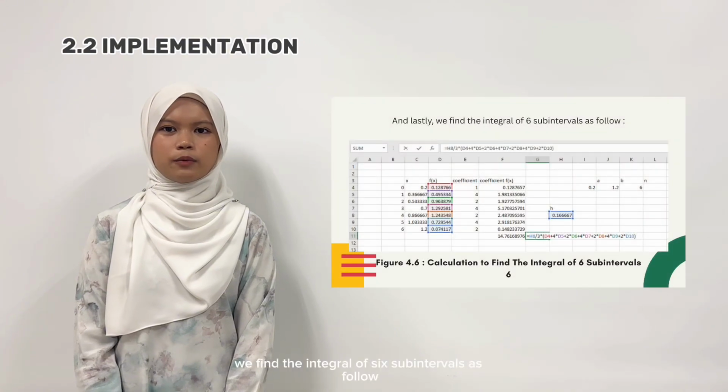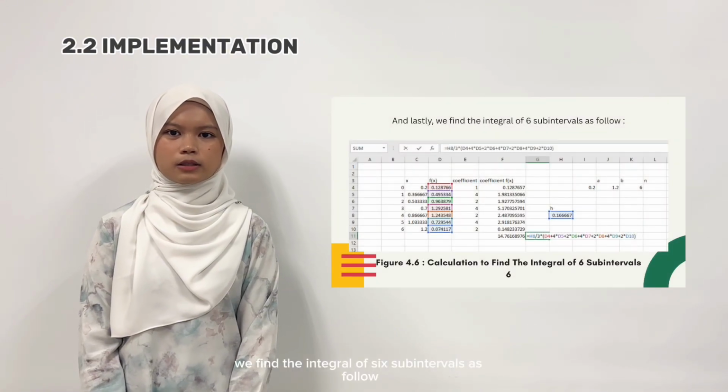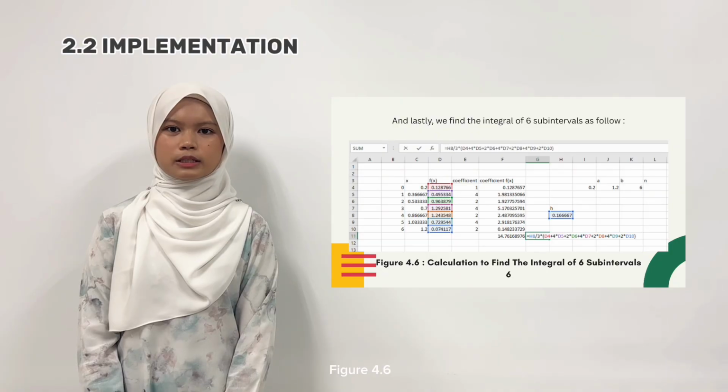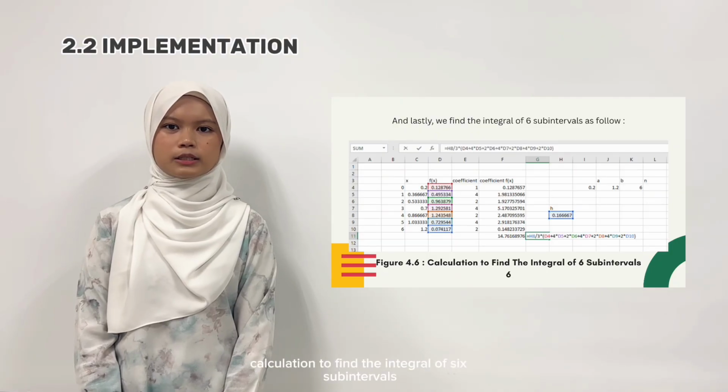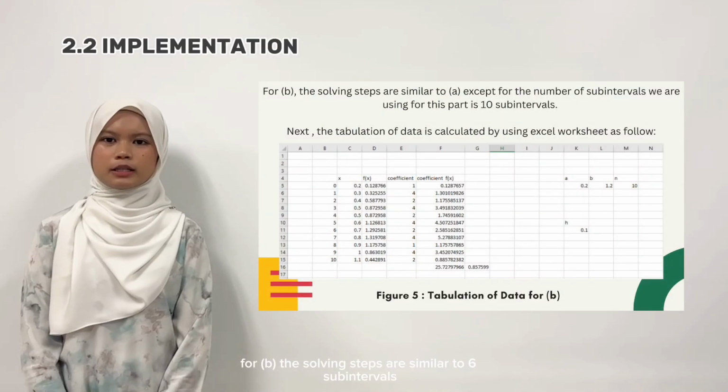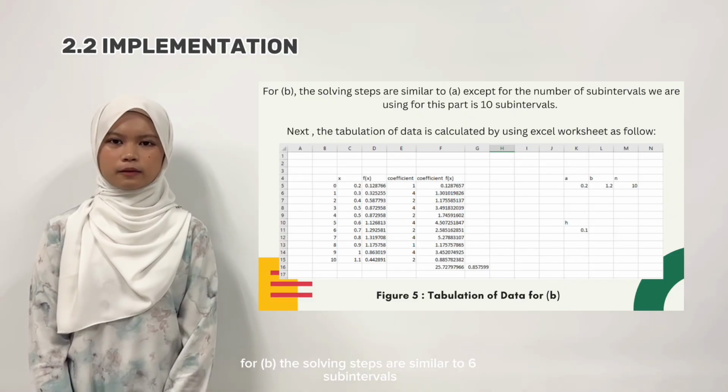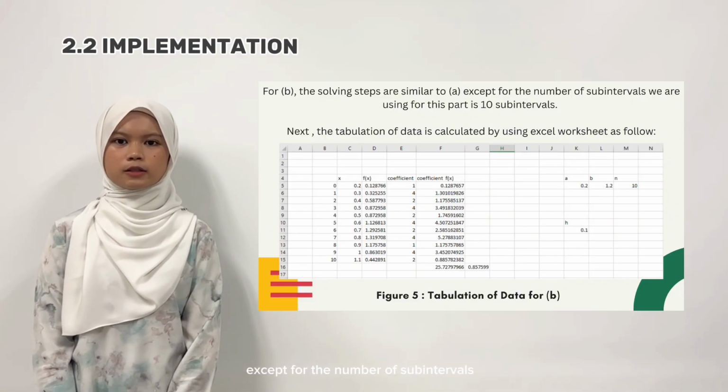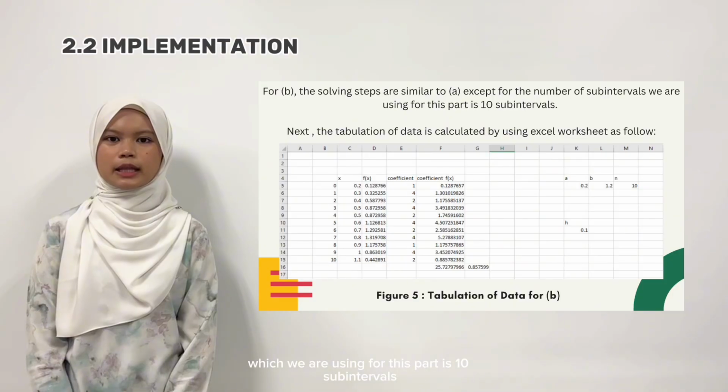And lastly, we find the integral of 6 subintervals as follows. Figure 4.6 shows calculation to find the integral of 6 subintervals. For part B, the solving steps are similar to 6 subintervals except that the number of subintervals we are using for this part is 10 subintervals.